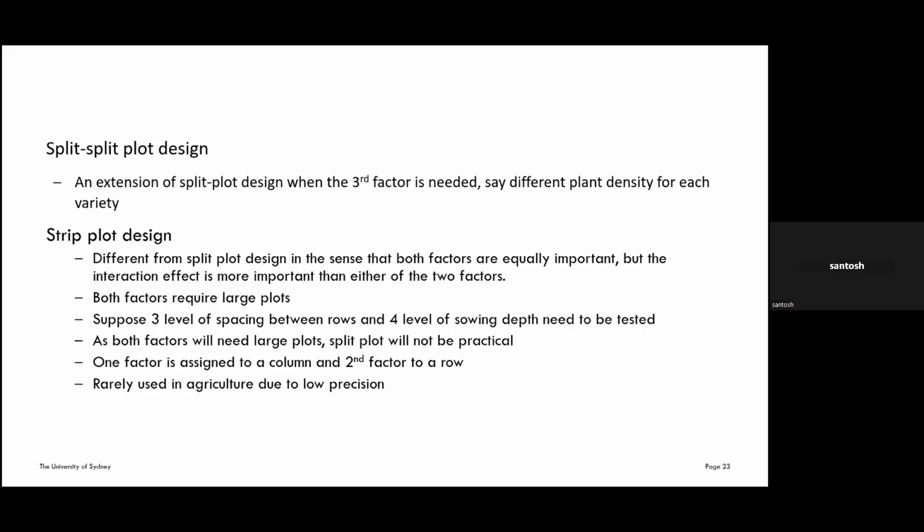For example, I've just given 3 levels of spacing between rows and 4 levels of sowing depth that need to be tested, as both factors will need large plots. A split plot will not be practical, okay? Because changing the different depth and spacing for each plot would be difficult. People use this strip plot design for that kind of experiment.